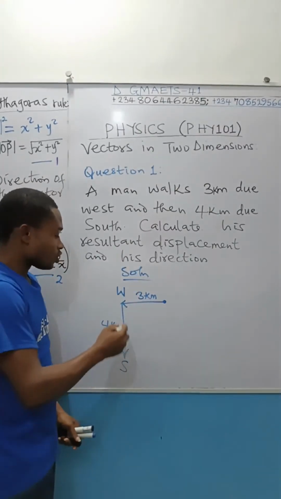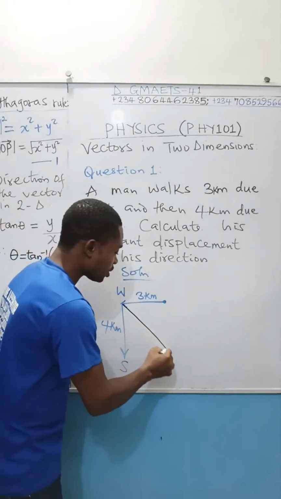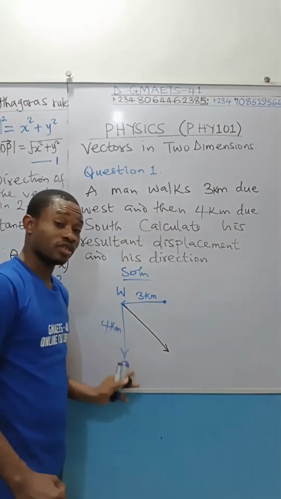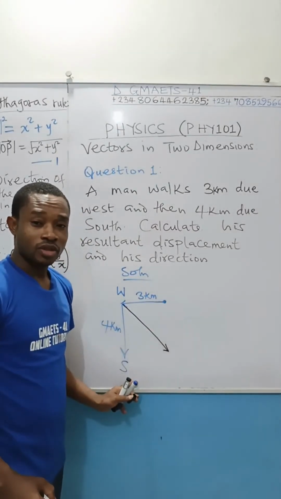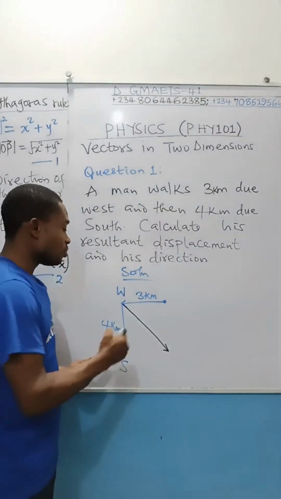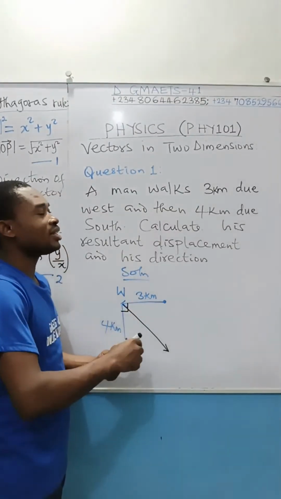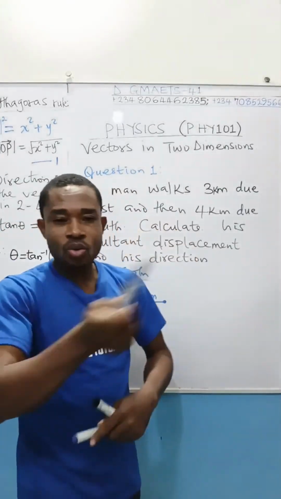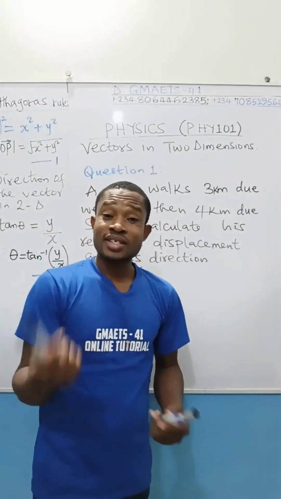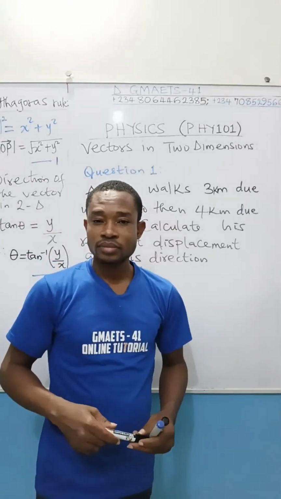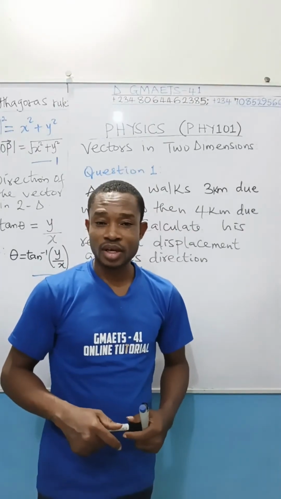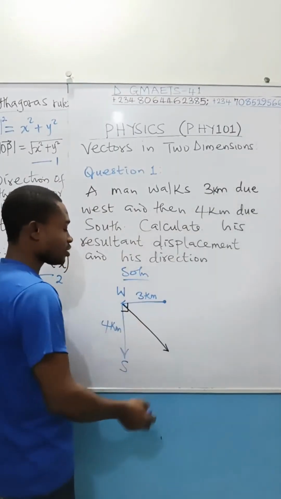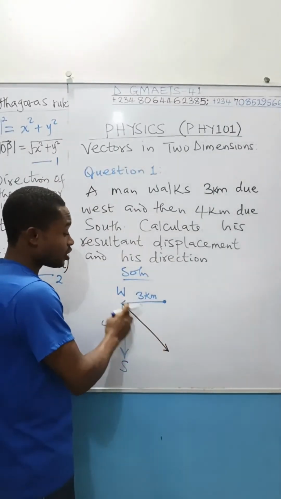It's not wrong. So from here, the resultant is the diagonal drawn from the point of intersection of these two vectors. I hope you're following right. And these two vectors meet at 90 degrees because from the question, one is pure west and the other is pure south. West and south meet at 90 degrees. So from here, you draw this line and this represents the resultant displacement.